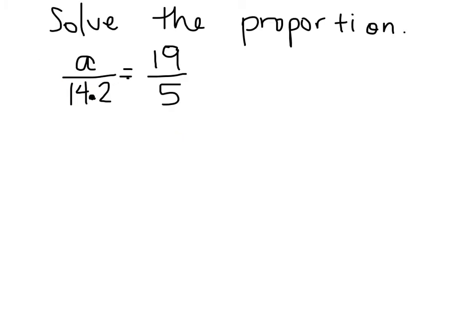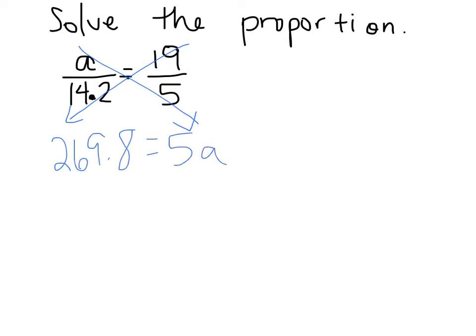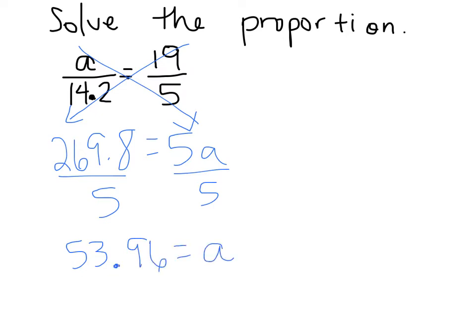Solve the proportion. So when I see that proportion, I'm going to cross multiply. And when I cross multiply 19 times 14.2, I get 269.8 equals 5a. And then I'm going to divide both sides by 5, and I get 53.96 equals a. 53.96.